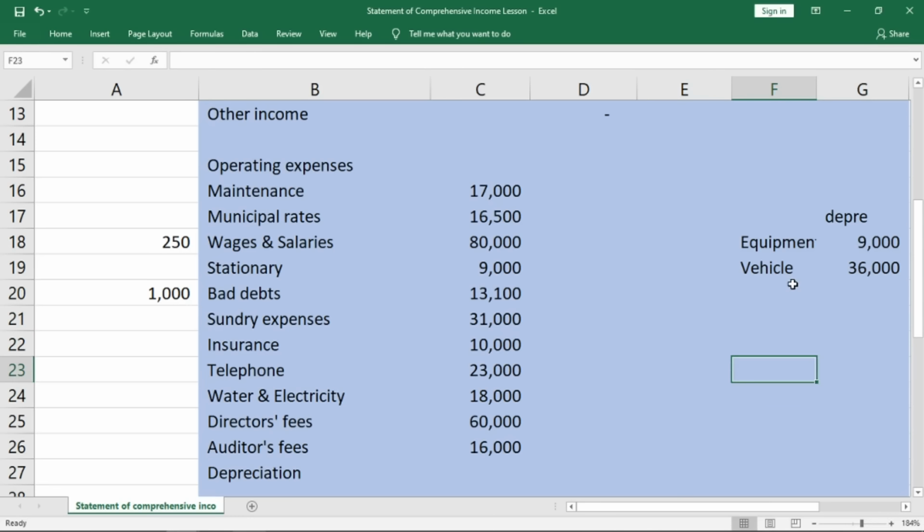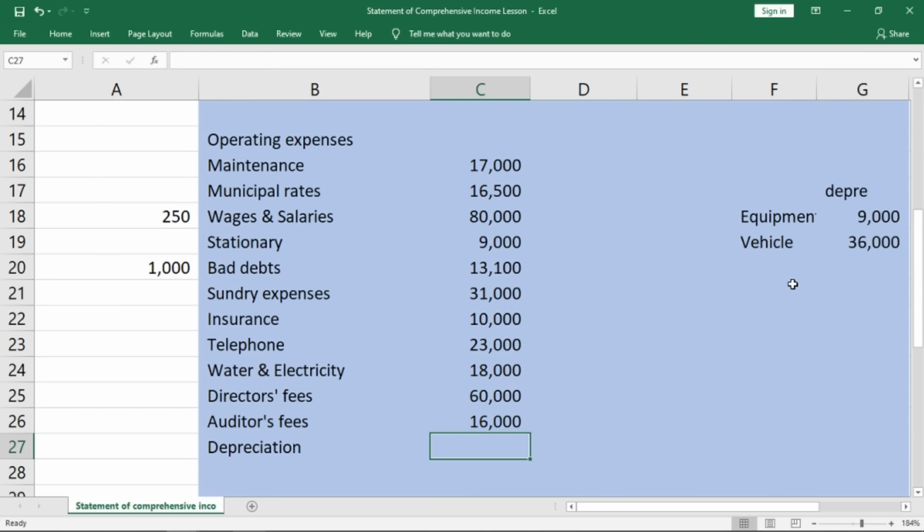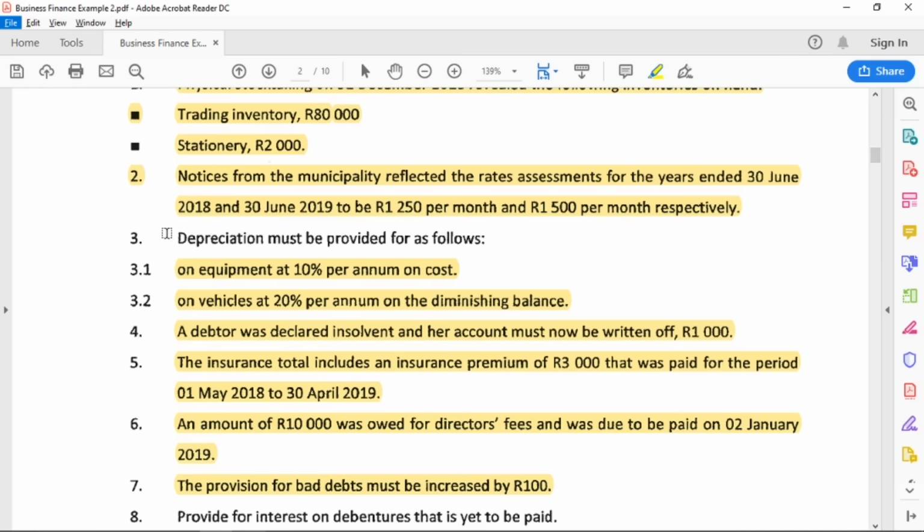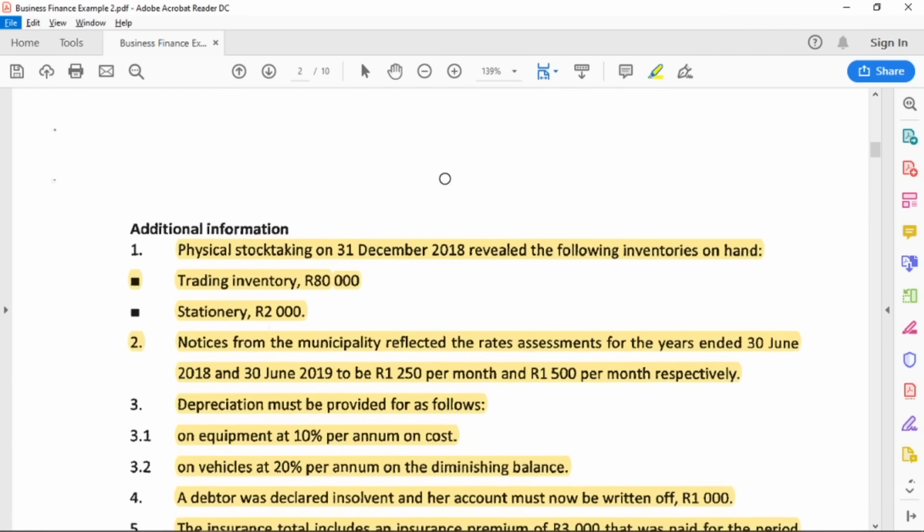Then we add depreciation for all our assets. So we add the 9,000 for equipment plus the 36,000 for vehicles. If we had other assets with depreciation, we'd have to add all the depreciation for this period and put them in our operating expenses of the statement of comprehensive income. And we've just done depreciation. Okay, and then we move on.